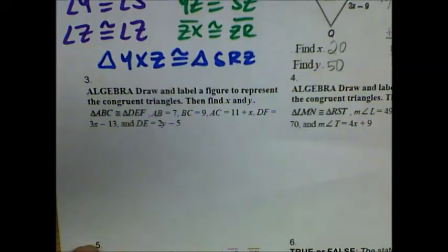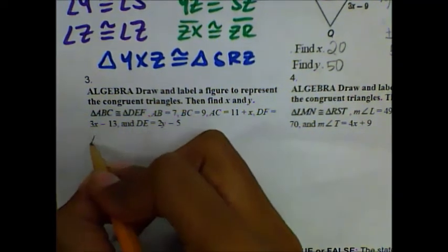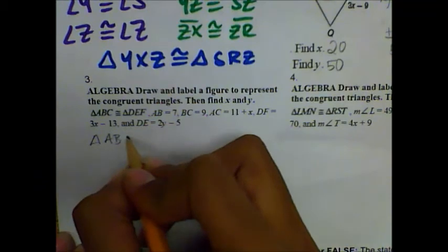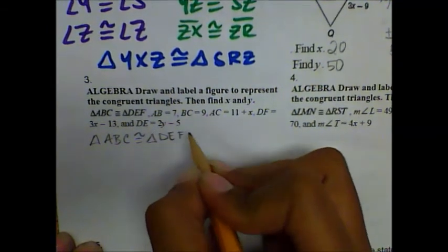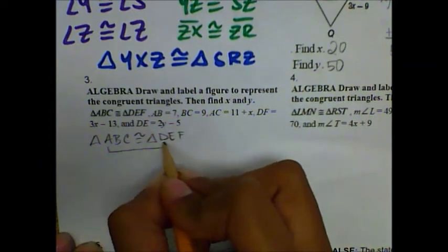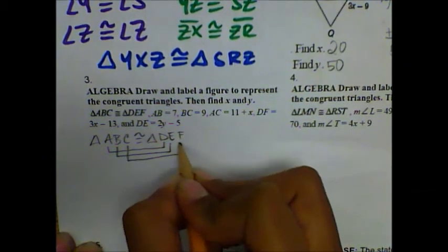Alright, number 3, algebra. Draw and label a figure to represent the congruent triangles. Then find x and y. So we don't have a picture, we're going to have to draw. So they told us that triangle ABC is congruent to triangle DEF. So A is congruent to D, B is congruent to E, and C is congruent to F.